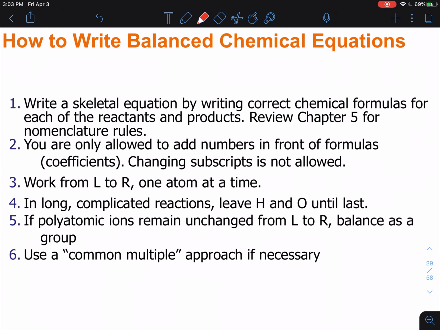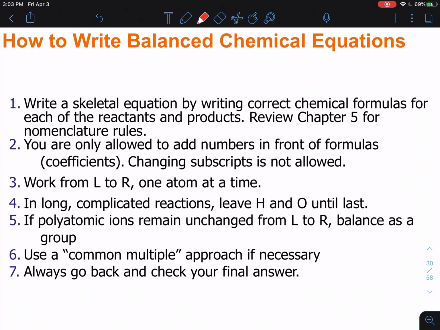And then finally, you're going to use a common multiple approach when necessary, and we will talk about what that means in just a second. And then again, always go back and check your work and make sure that your final answer is correct.